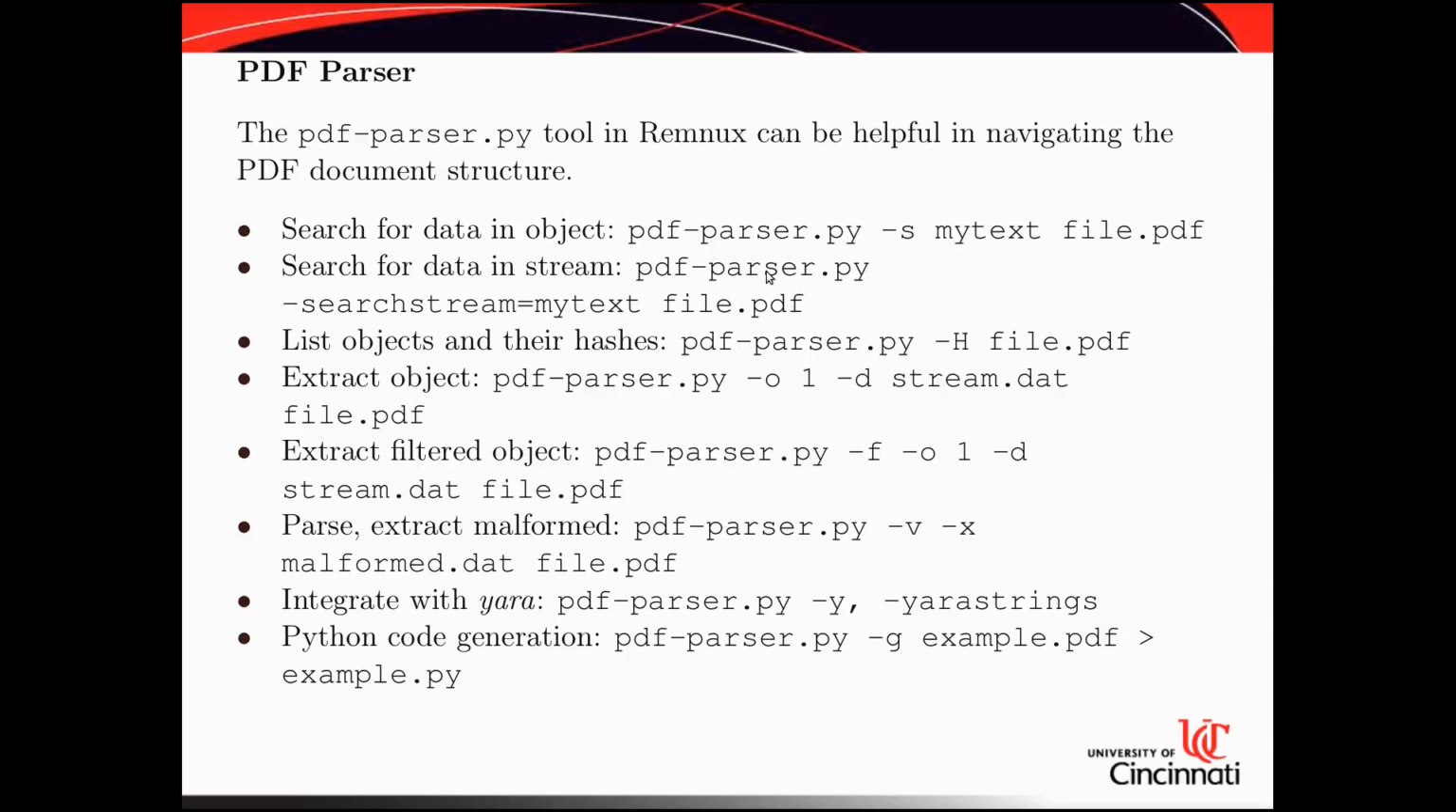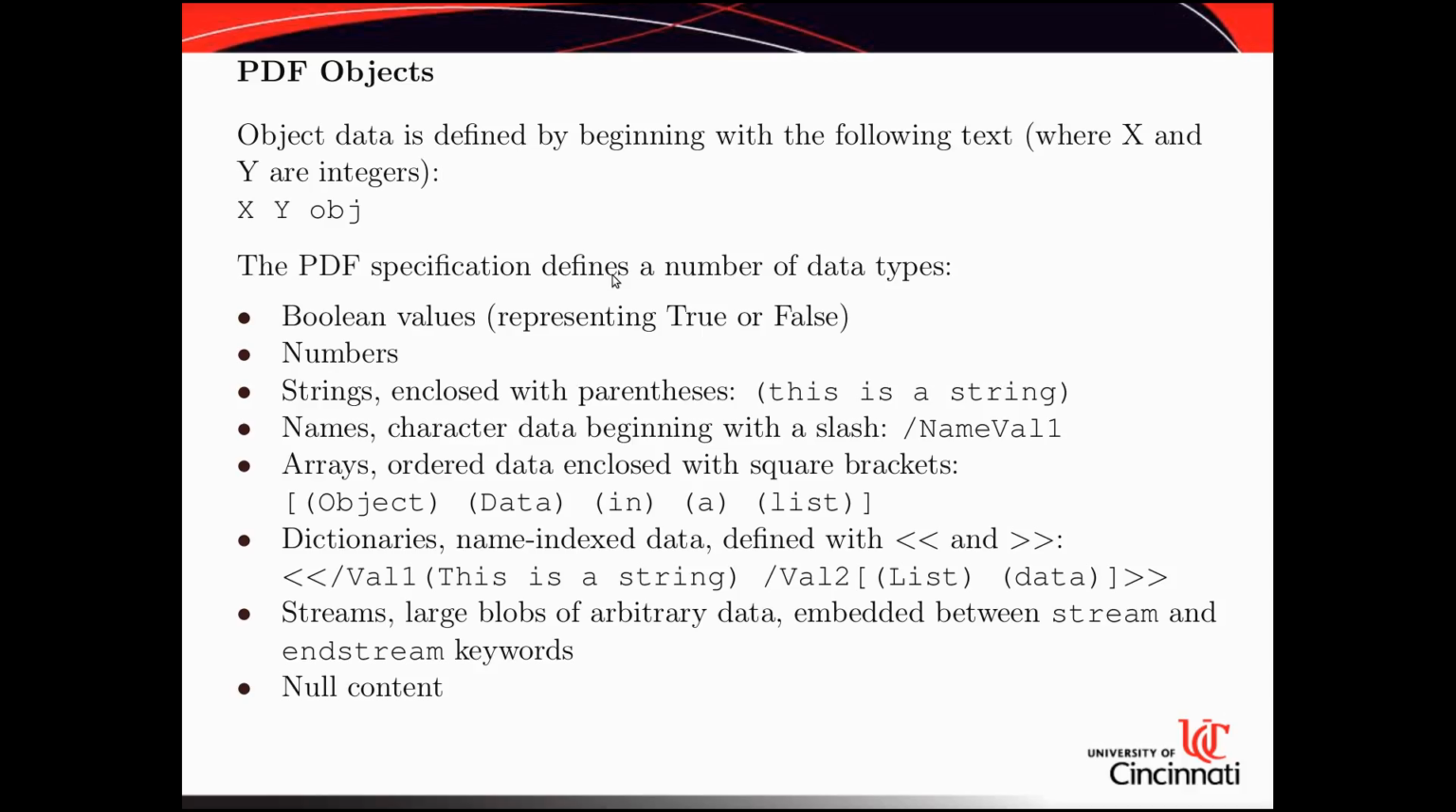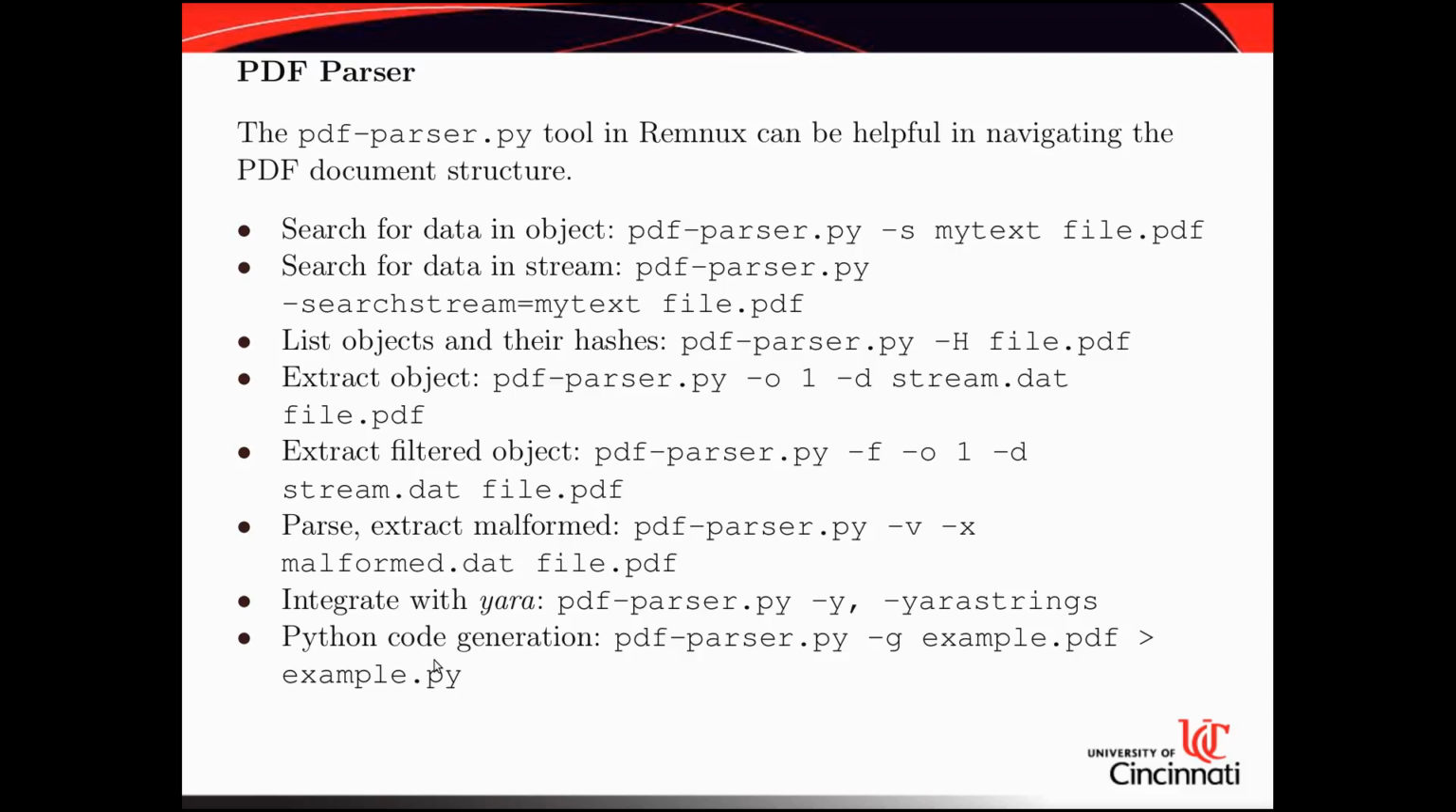You can also search for data in a stream. Rather than searching through the object data, you can look in the stream data between the stream and endstream keywords to find text that happens to be in there. You can also list objects and their hashes.